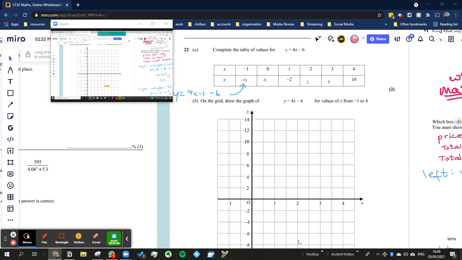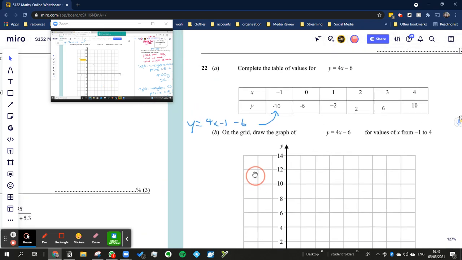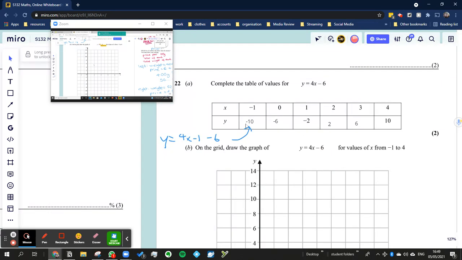Right. So let's just recap what we've done here. The top row is showing different values for x, and generally speaking, the x's just go up in equal amounts: -1, 0, 1, 2, 3, 4. And then we use this equation here to work out what y would be for each case. y is equal to 4x minus 6.